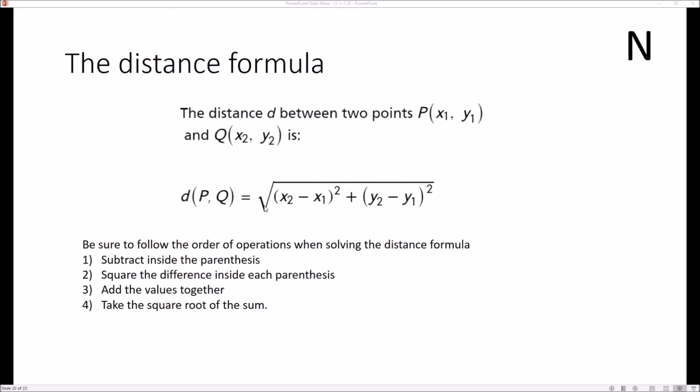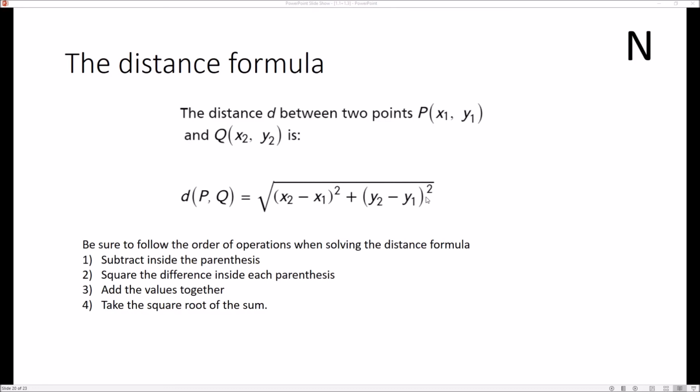The distance between P and Q is equal to the square root of the difference of the second x coordinate and the first x coordinate. Difference of meaning subtract. So the difference of this coordinate and this coordinate means second coordinate minus the first coordinate, and then we square that value. Then we add the difference between the second y coordinate and the first y coordinate and square that value. Add those together, then take the square root of that number.